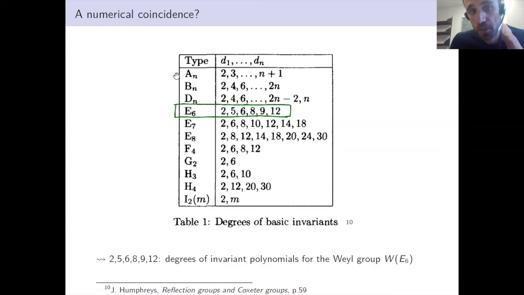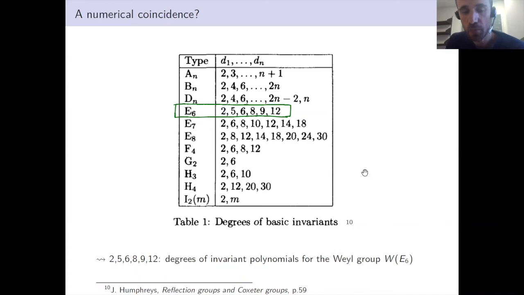SU3 is here, it's of type A, but the line we have to look at is the line indexed by E6, because you see, we found exactly our degrees. So what is this table? It's a bit complicated, so I won't enter into details, but it gives you the degrees of invariant polynomials. Or let me say that invariant polynomials are like generalizing the symmetric polynomials for other root systems. So these ones are the invariant polynomials for a certain group, which is the Weyl group of type E6. So some sort of reflection group associated to the root system of type E6.